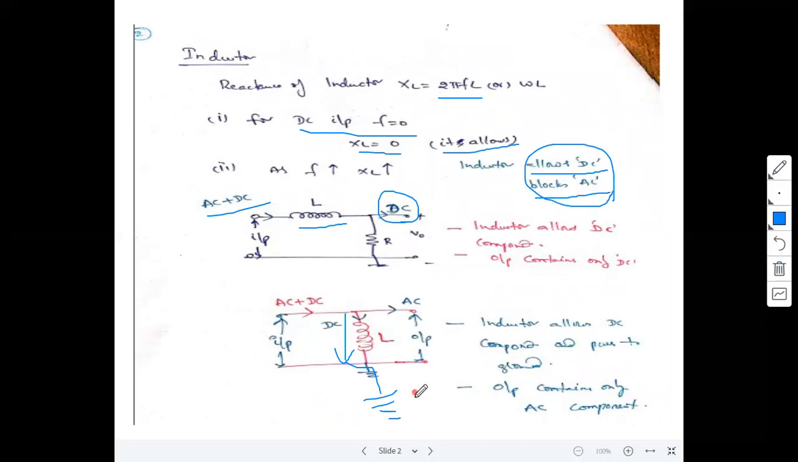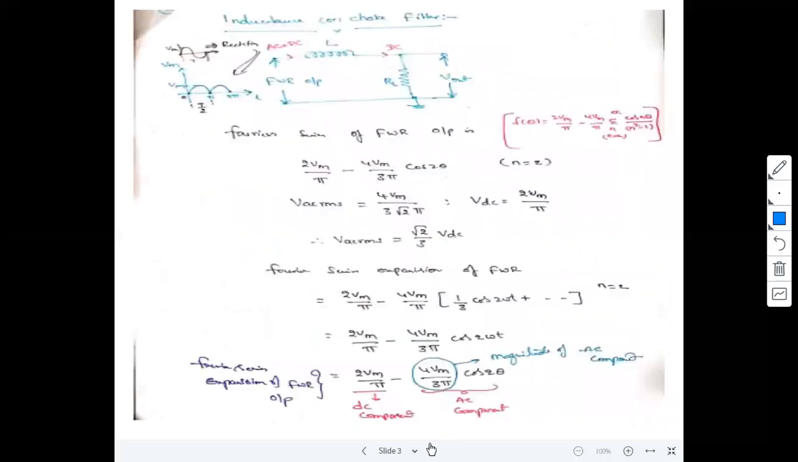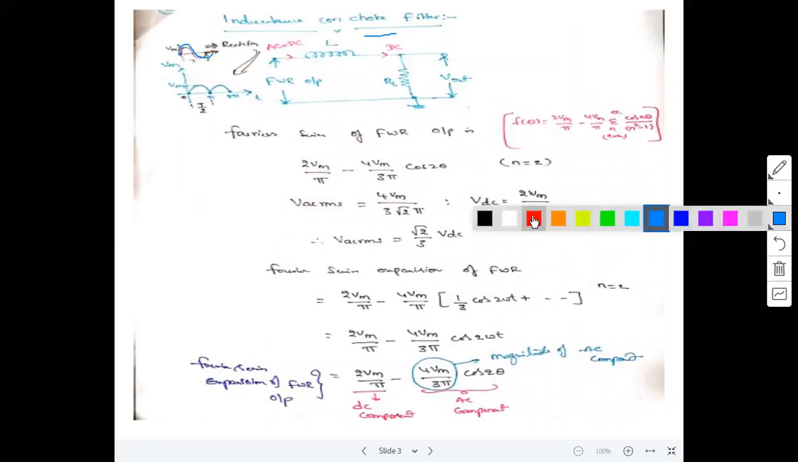Okay, keep these two properties in your mind. Now we enter into the basic filter, that is the inductor filter, also called the choke filter. This is your input signal. Here the black signal is your input signal. Now I change color.